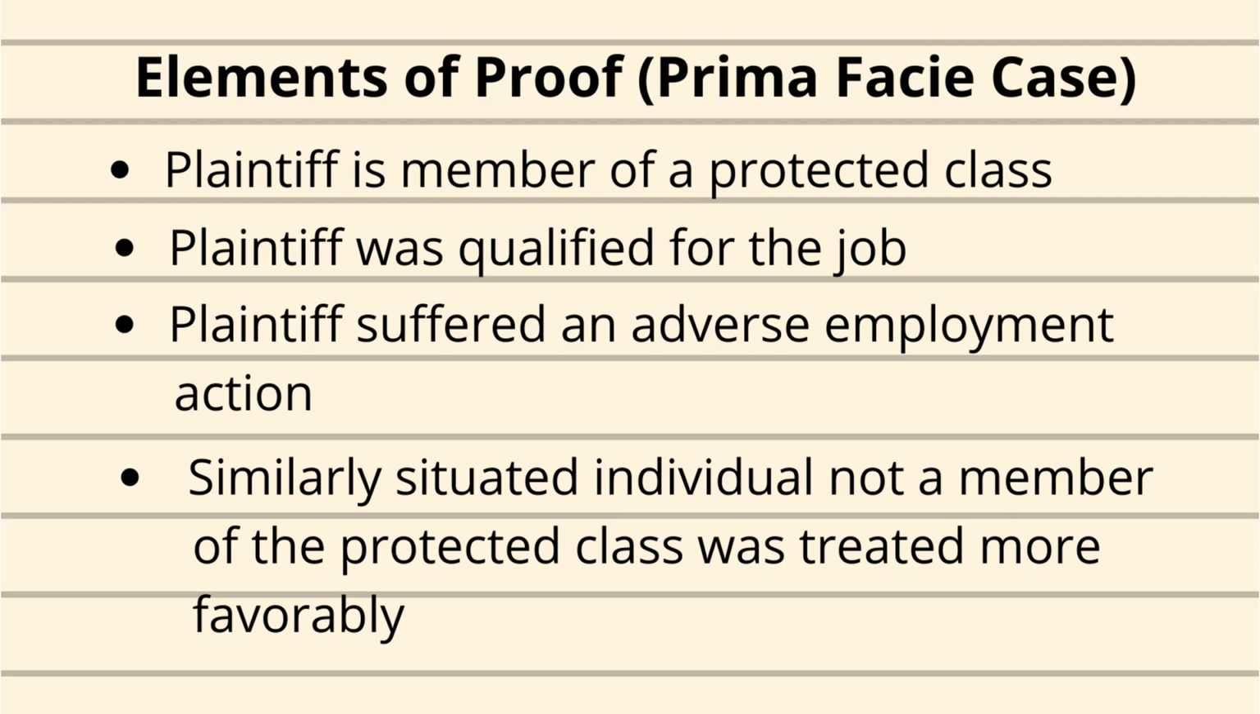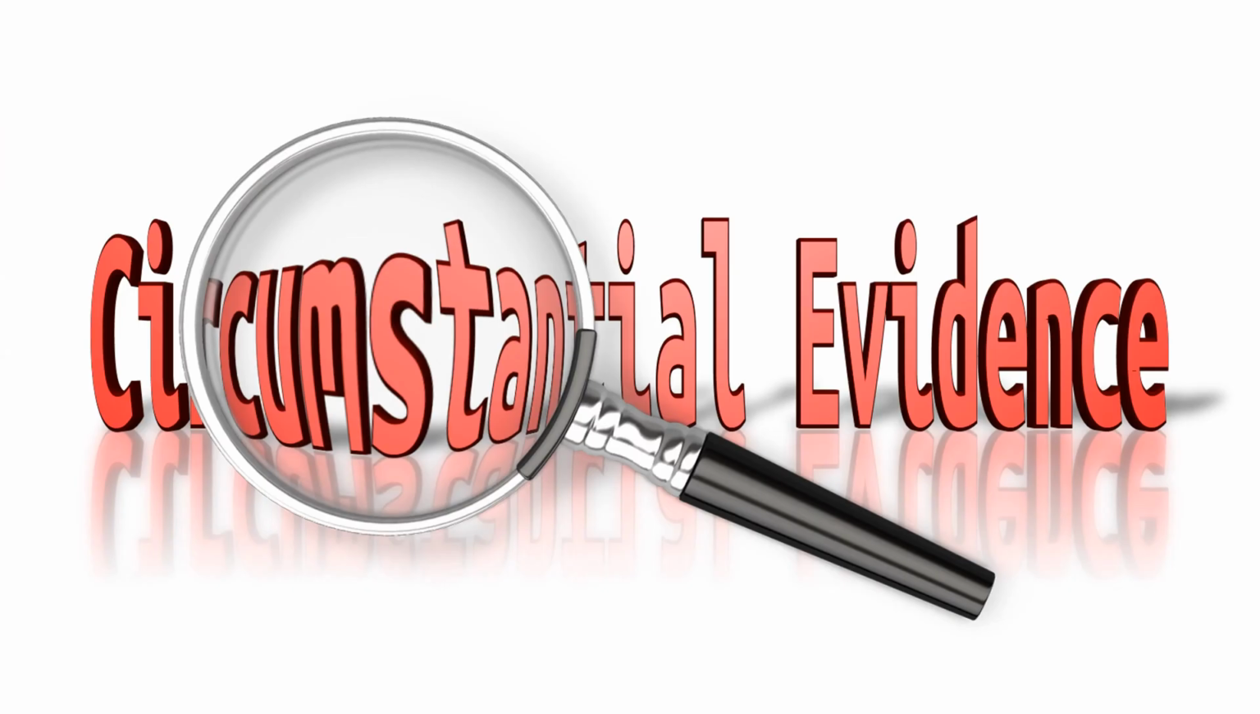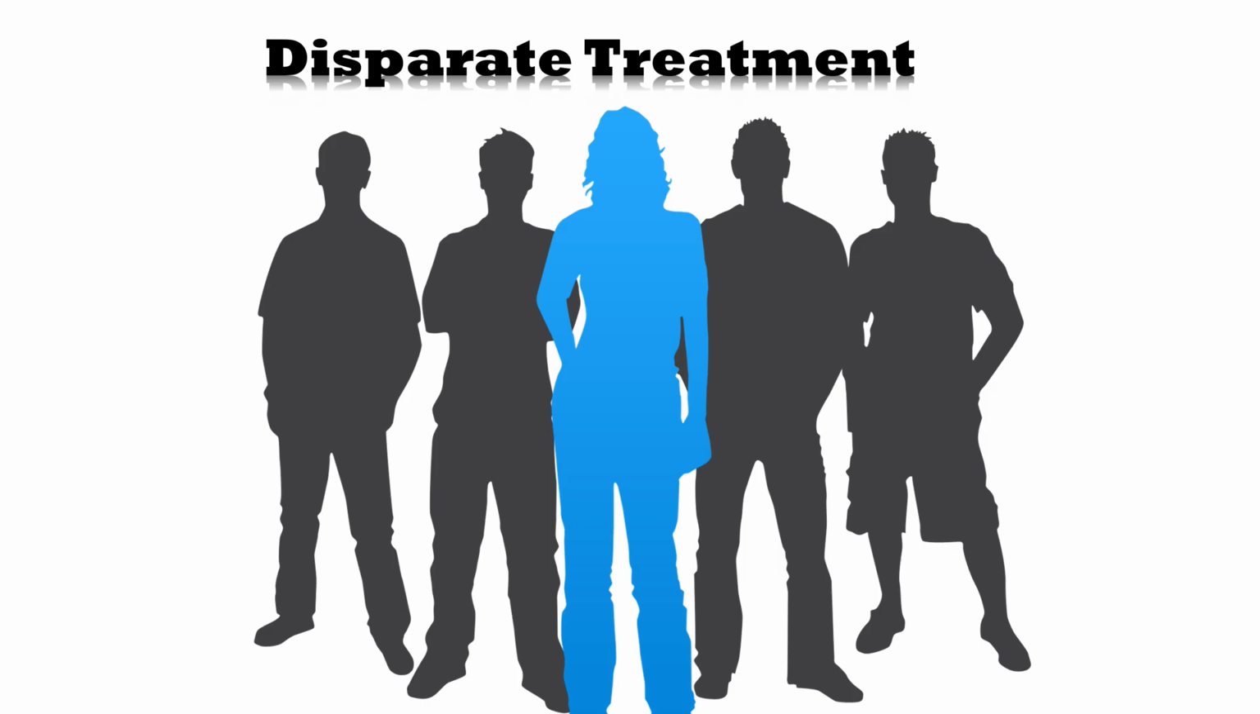Okay, so now let's look at some examples of disparate treatment or circumstantial evidence. Let's say in this scenario here, the lady in blue, and you have 4 guys in the back of her. Now, each of them applied for the same job, but the lady had to take a test, right? But the gentlemen did not have to take the same test, right? So we're talking about disparate treatment.